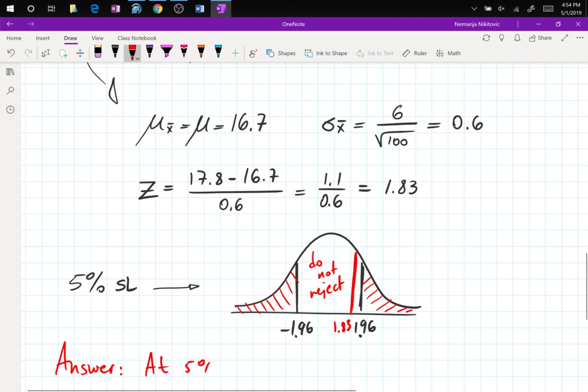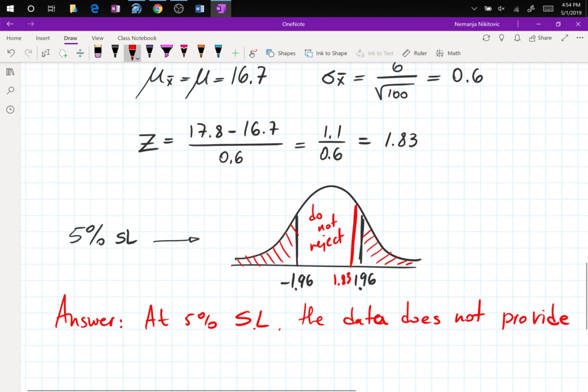at 5% significance level, the data does not provide sufficient evidence to reject the original mean, which we just say H0. It looked good, but it didn't work out.